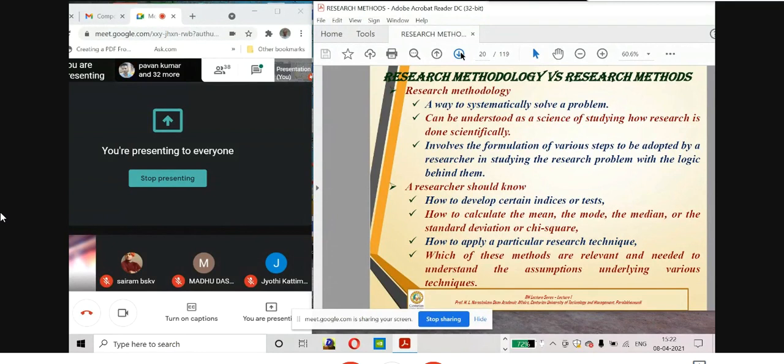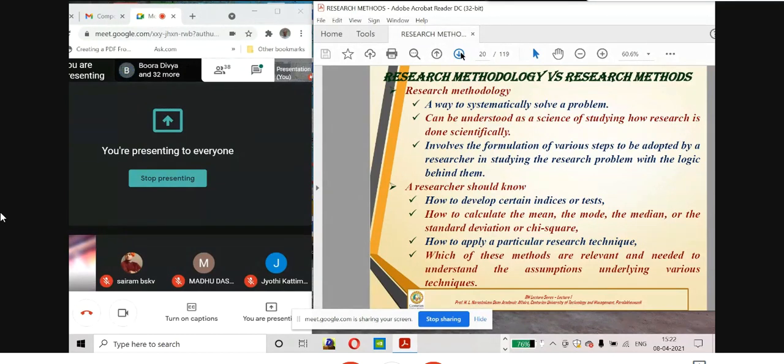So in the same way, whenever you have tools, you have to use those tools in a particular manner, in a particular methodology, in a particular sequential order. So there must be a way to systematically solve a problem. Now, research methodology can be understood as a science of studying how research is done scientifically. See, anything can be done, but scientifically doing the research is what is known as research methodology.